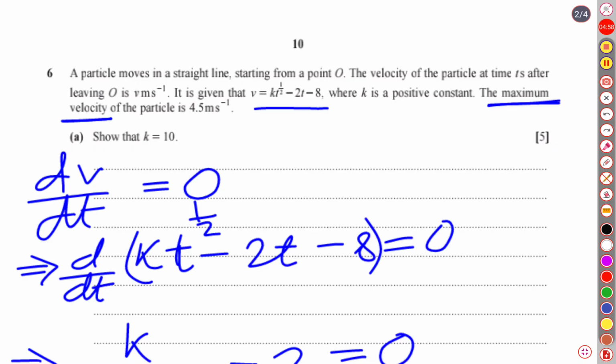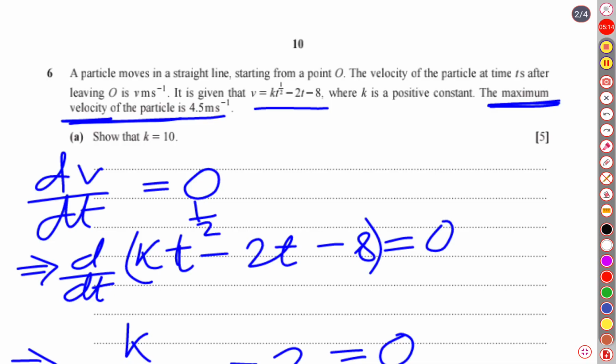So one concept has been applied, that maximum and minimum concept of velocity, that means acceleration is equal to 0. And the second concept is that the maximum velocity of the particle is also given. So one of the velocities is given, we can apply this one as well.